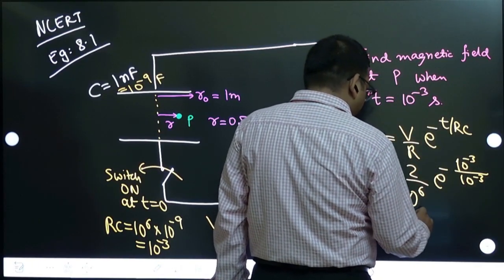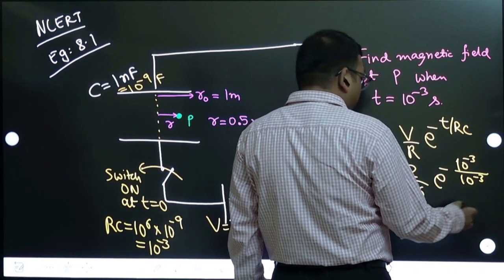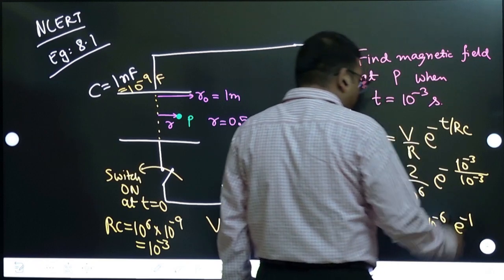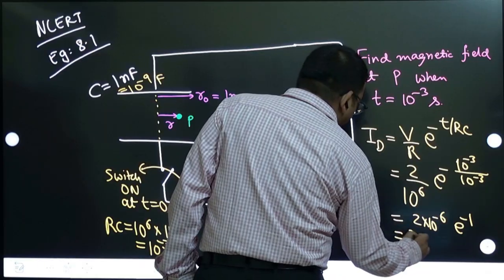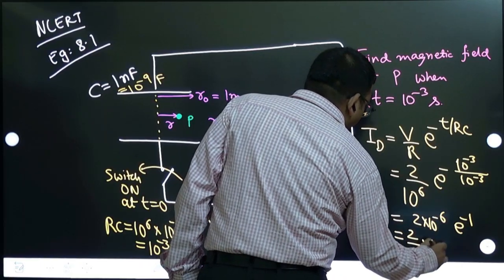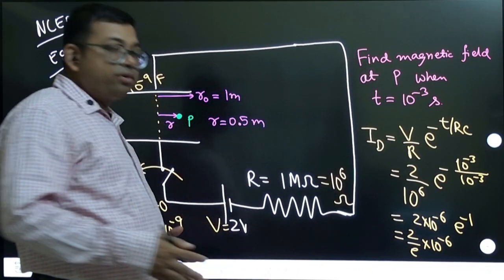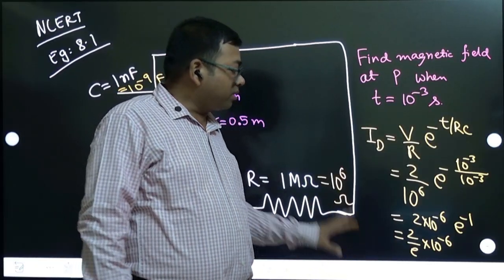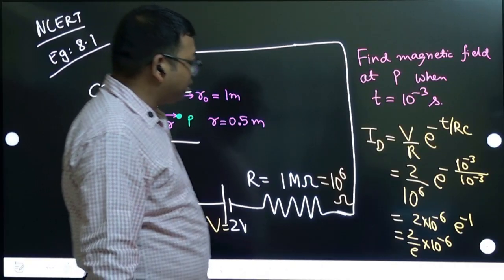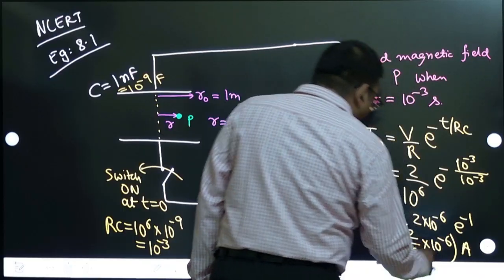So this is 2 into 10 to the power minus 6, e to the power minus 1. I can write this as 2 by e into 10 to the power minus 6. Anyway, I know e is nearly 2.718, so I'll just keep it as it is. And this is the current, in ampere. So we got the displacement current.